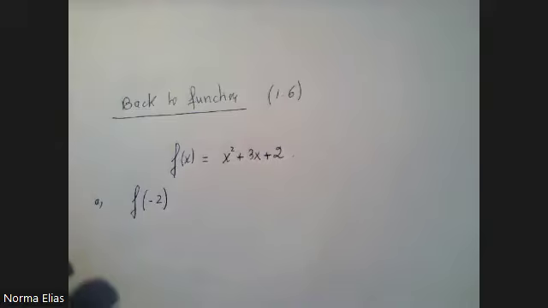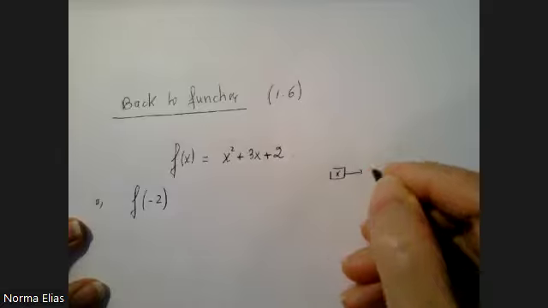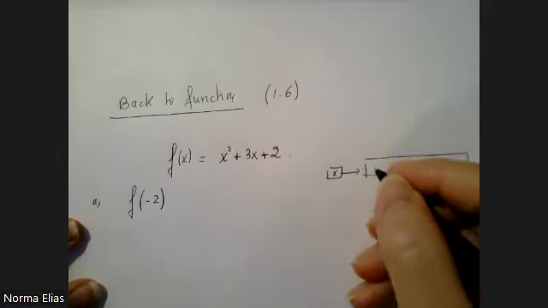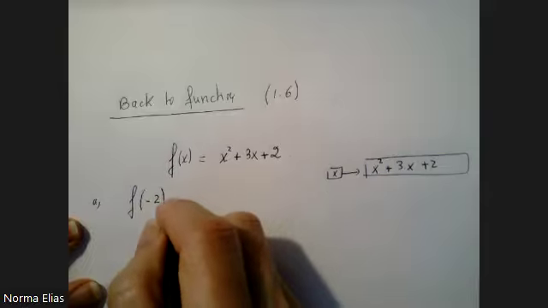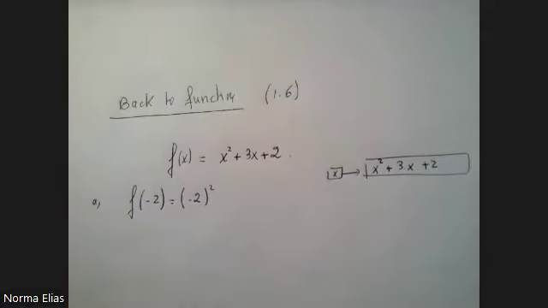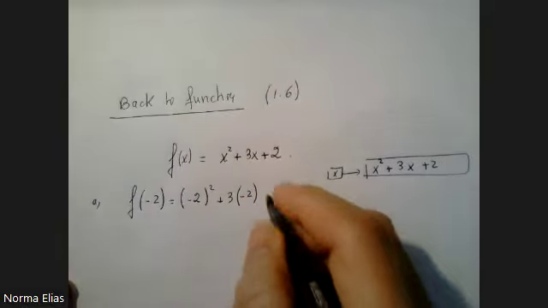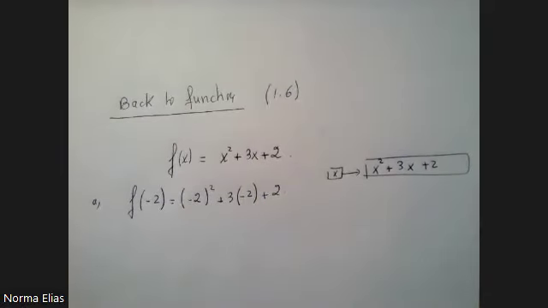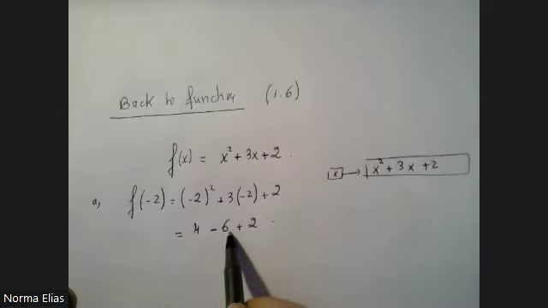It's the same thing like we've done before, but as I said, more algebra. So my function is, you give it an input x, it's going to square it, then plus 3 times whatever you give it, plus 2. So f of minus 2 will be equal to, instead of x, I plug in minus 2, plus 3 times minus 2, plus 2. I don't touch it. So minus 2 squared is 4, minus 6 plus 2. 4 minus 6 is minus 2, plus 2, which is equal to 0.